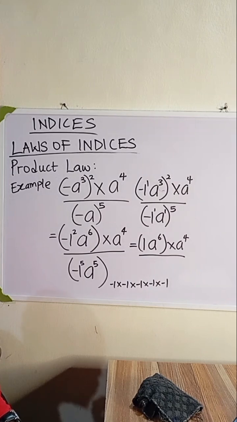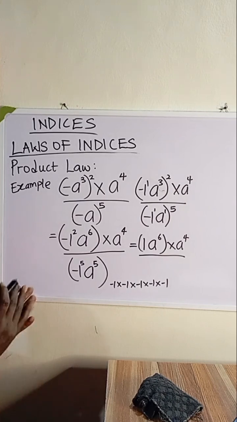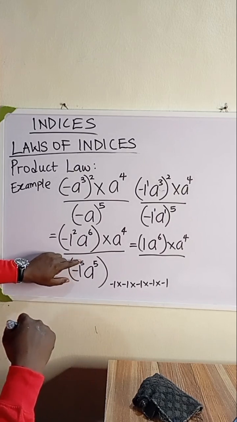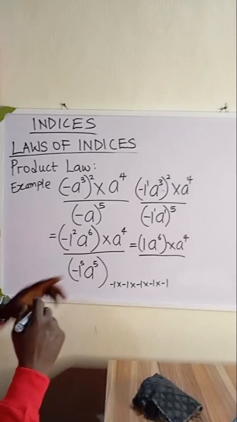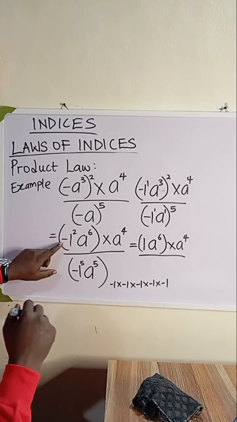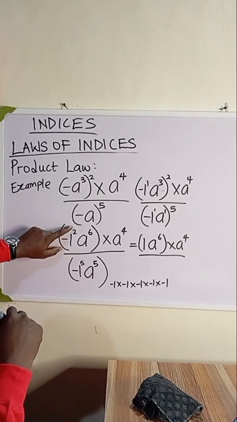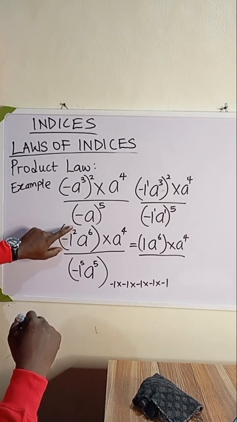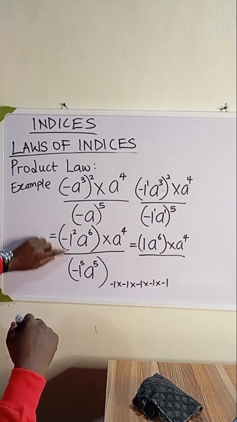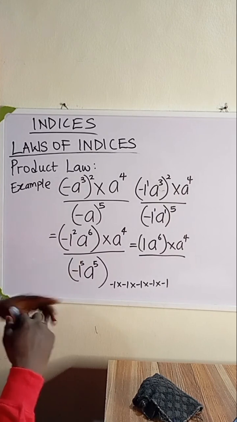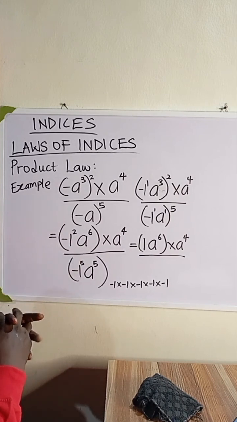If a negative number, let's compare these two. A negative number raised to power of an even number, your answer will be positive. But if a negative number is raised to power an odd number, your answer will be negative. Let me repeat that. If a negative number is raised to an even number, the answer will be positive. But if a negative number is raised to an odd number, your answer will be negative. Let's confirm that.